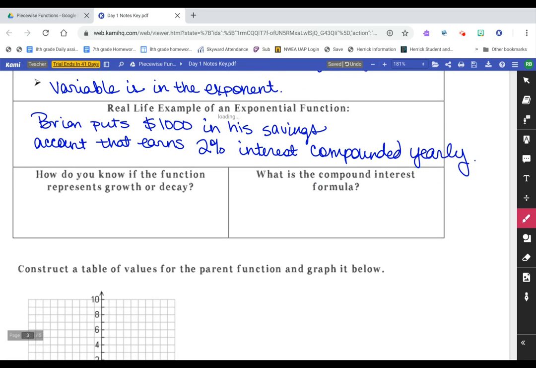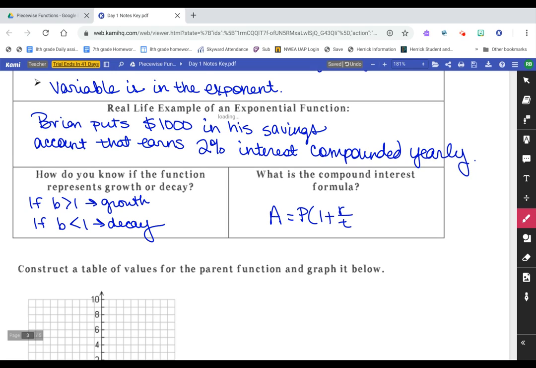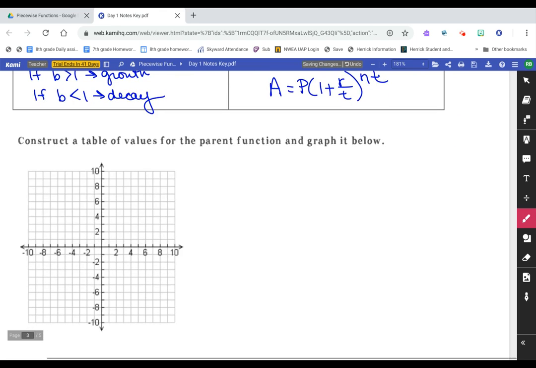Okay, how do you know if a function represents growth or decay? Well, if b is greater than 1, it's growth. And if b is less than 1, then it's decay. And what is the compound interest formula? We don't necessarily need that for piecewise functions, but there it is.